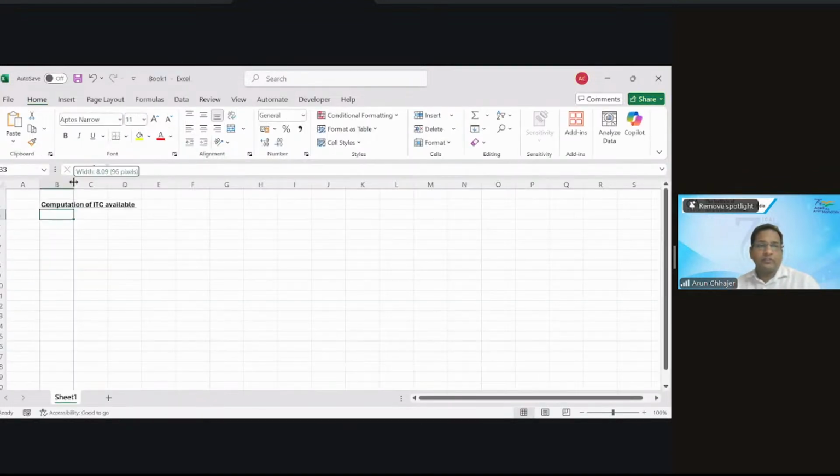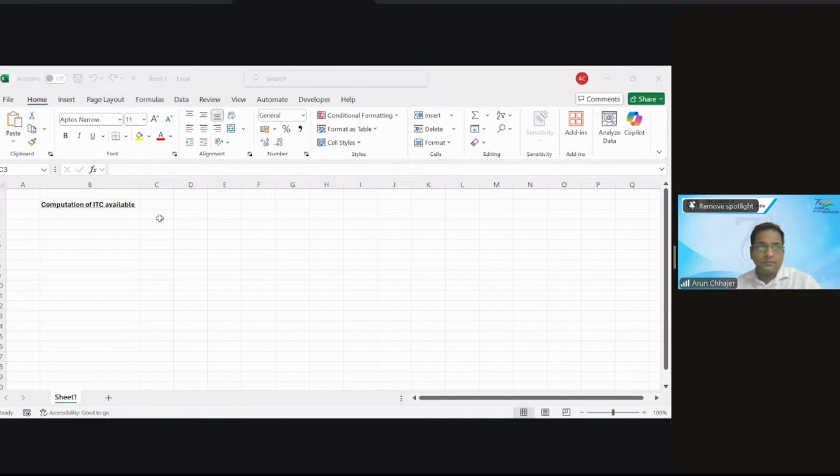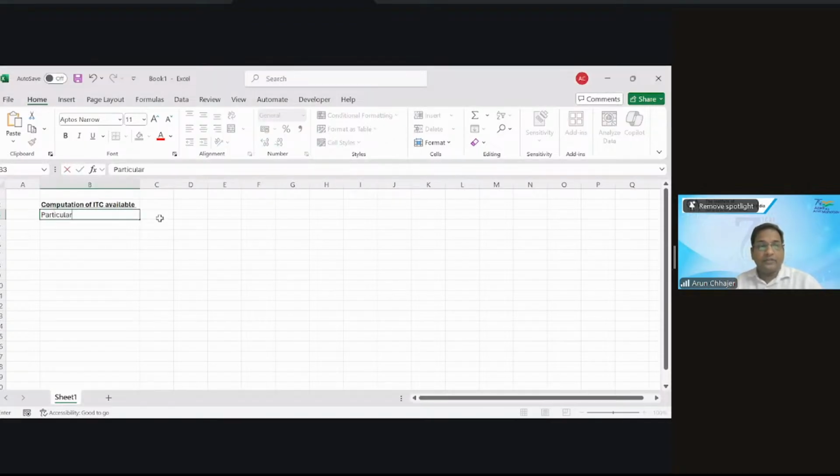So we will also solve, meanwhile, the computation of the ITC available. We can say the particular CGST, SGST, IGST and total.